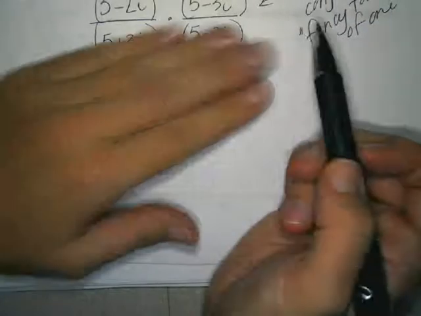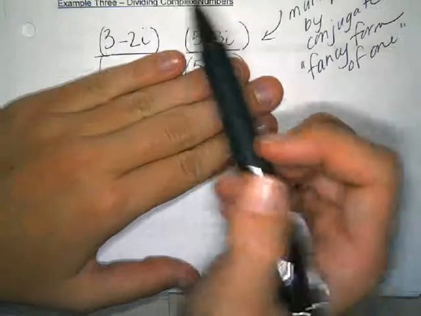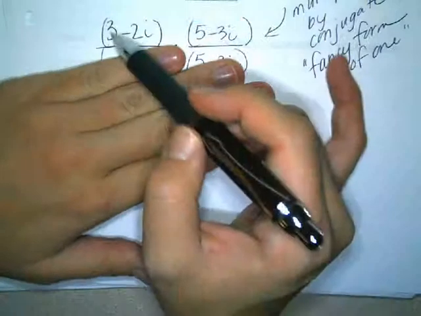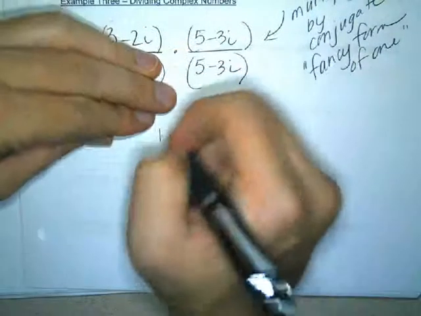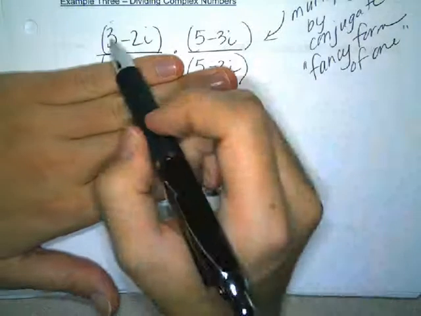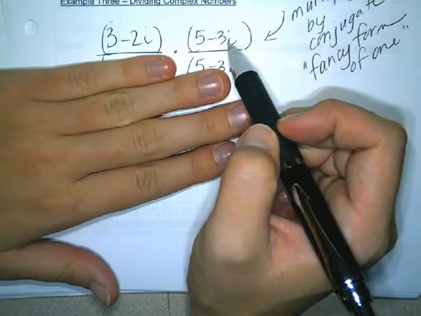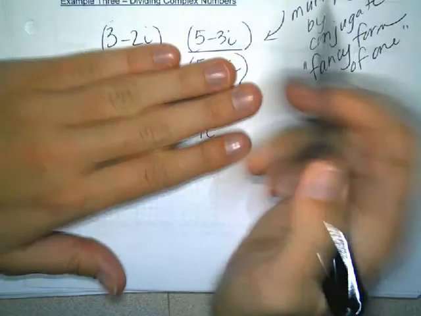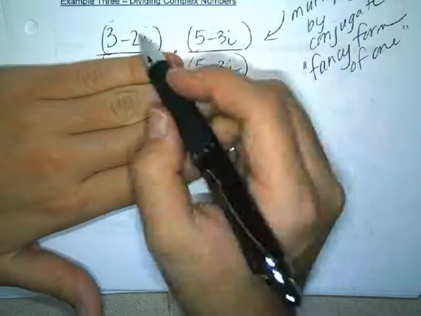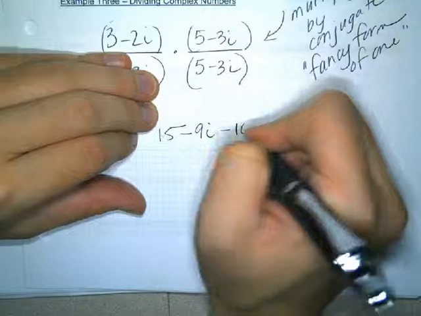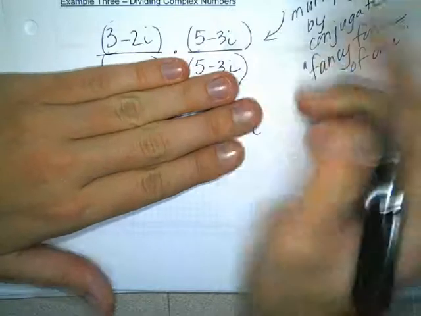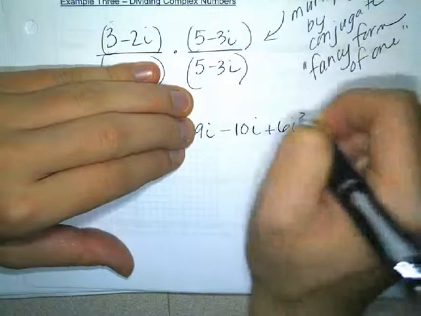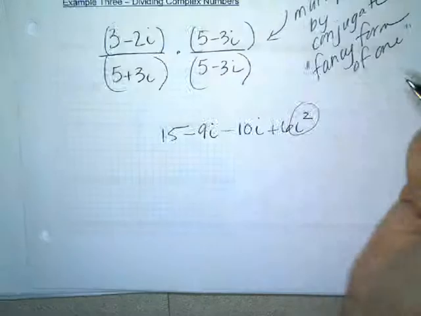So when I deal with the top, I'm going to go ahead and FOIL those together. First terms, 3 times 5 gives me 15. Outer terms, 3 times negative 3i gives me negative 9i. Negative 2i times 5 gives me negative 10i. Negative 2i times negative 3i gives me positive 6i squared. Again, ding, ding, ding, we're going to have to do something with that.